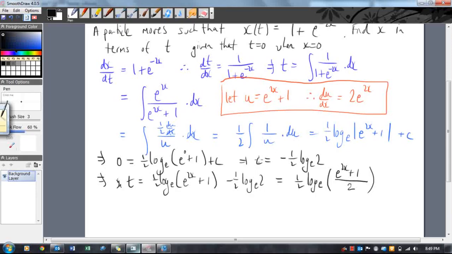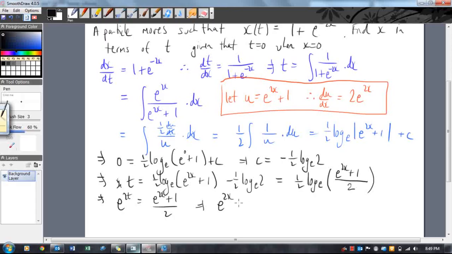Okay, so that's what it's equal to. That's t, but we want x in terms of t. That's a pain in the bum, and so we're just going to have to rearrange this. So let's do that. We're going to have to times by 2, so it's 2t, and then we're going to take the exponential, so it's going to be e to the 2t is equal to (e to the 2x plus 1) over 2. Therefore, let's times both sides by 2 and subtract 1.